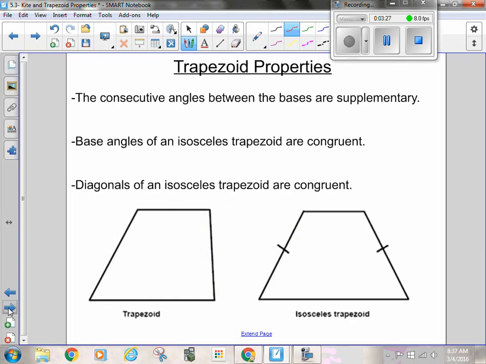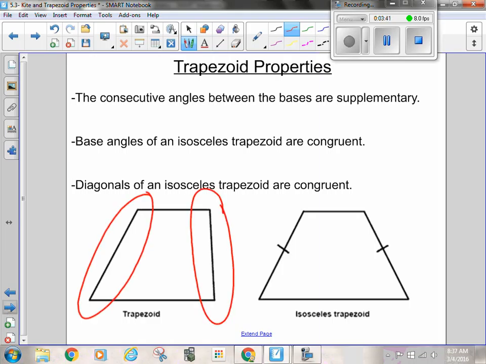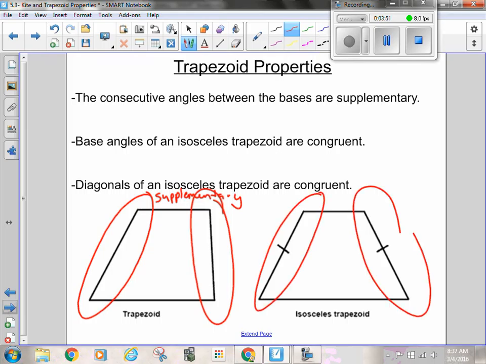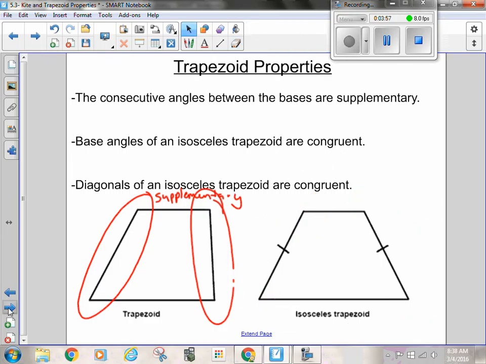Then trapezoids have some properties. All trapezoids have consecutive angles between the bases that are supplementary. So that means that these two angles are supplementary, and these two angles are supplementary. Okay, so the one from the bases. Okay, and the same goes here. These two angles and these two angles are going to be supplementary. I'm going to erase those. So I'm going to have some markings on there.